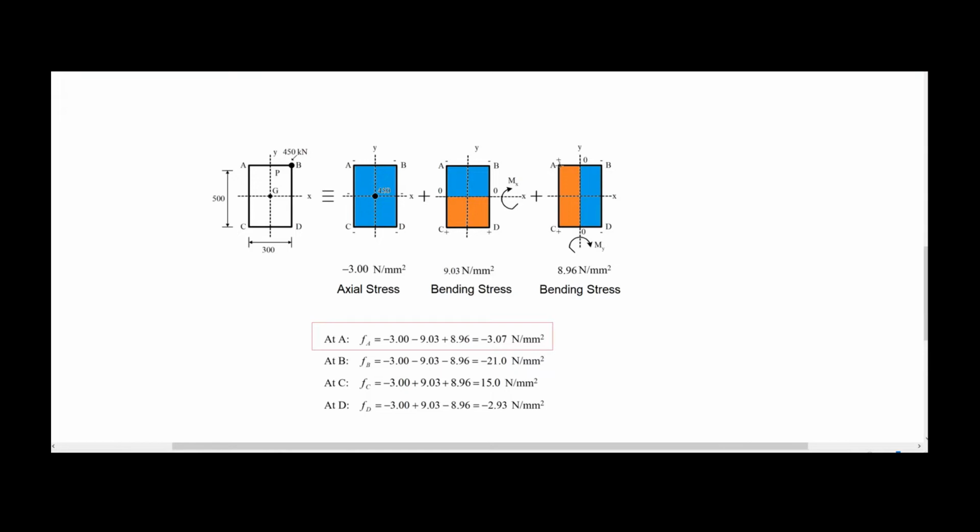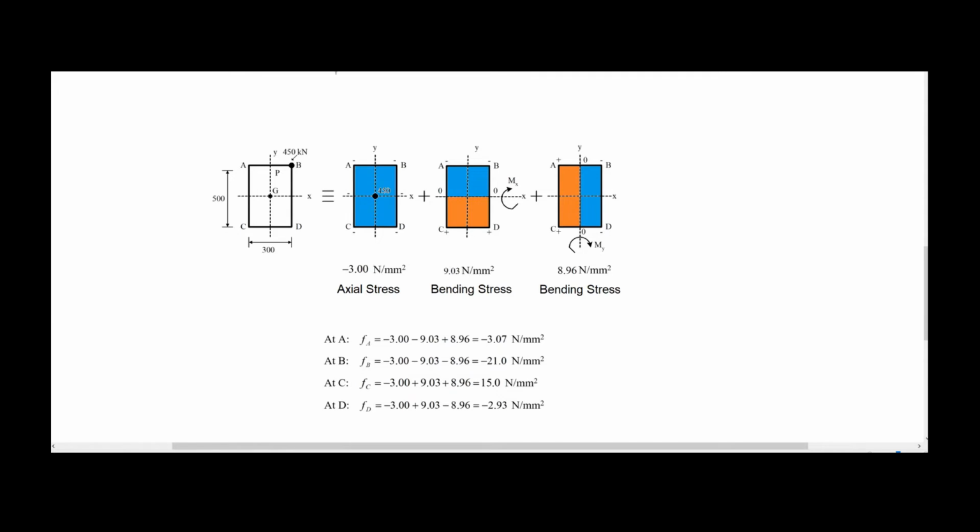When we do the same analysis of the bending stress produced by the moment my, we realize that all this side to the left of the neutral axis y, we have tensile stresses. So this is the reason why this sign is positive in here. And if you do the operation -3 minus 9.03 plus 8.96, you have as a result -3.07 Newton per square millimeter. And this is the value of the combined stress at the point A in your original cross section subjected to the eccentric load P at the corner B.